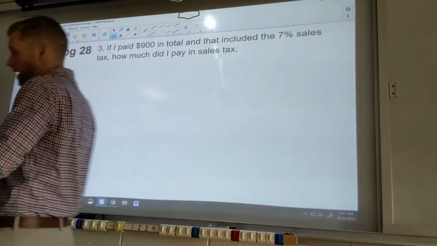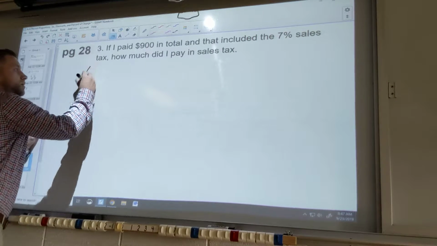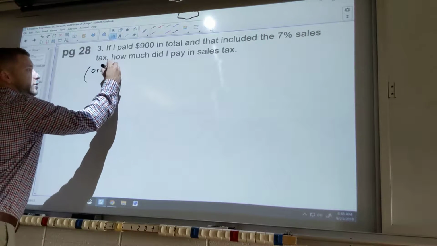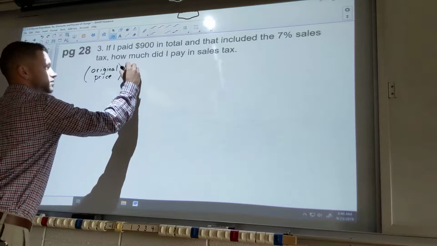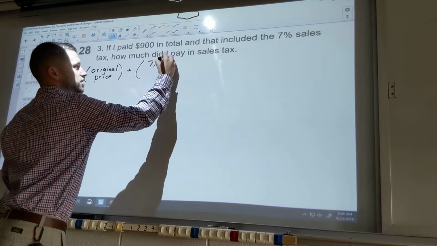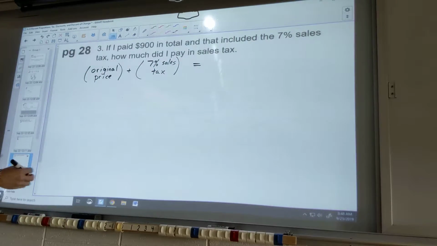So number 3 trips some people up sometimes. It kind of throws them off a little bit, but it says this. If I paid $900 in total, that included 7% sales tax, how much did I pay in sales tax? All right, so one thing I want you to think about is this. I want everybody to write this on their paper: the original price plus 7% sales tax is equal to your total price.